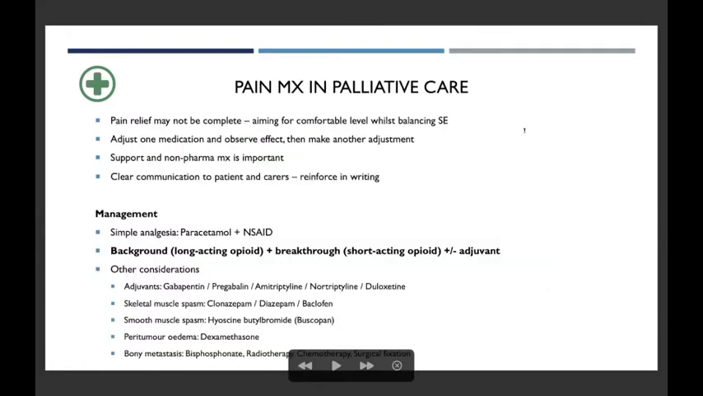In terms of what's special about palliative care pain management, well, pain relief may not be complete, especially in palliative care. And it's really about what's comfortable for the patient. So every patient will have their own idea of what they're willing to accept in terms of pain. And unfortunately, quite often we can't eradicate it completely, but more so it's about reducing it to a comfortable level that's acceptable to be lived with on a daily basis.